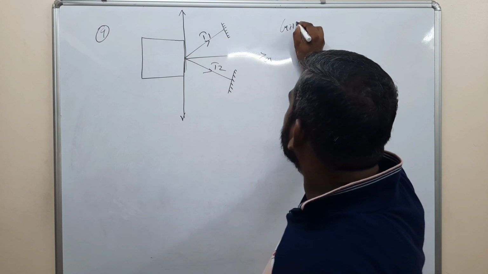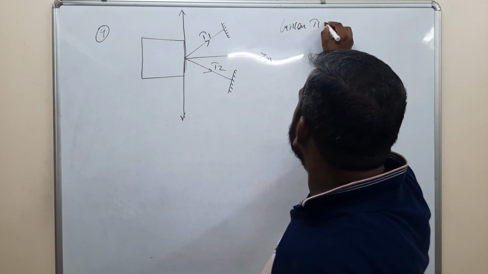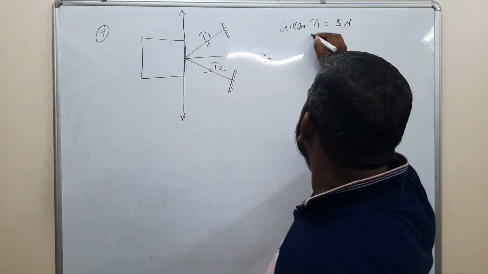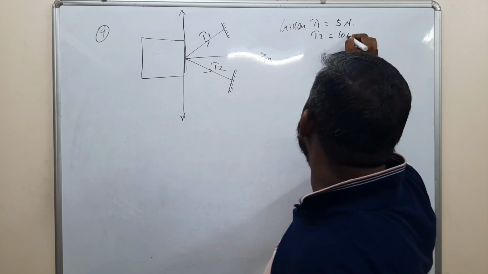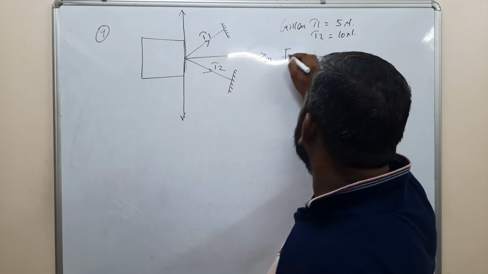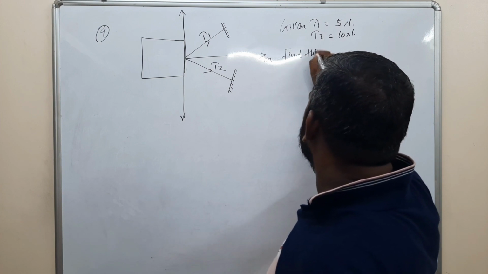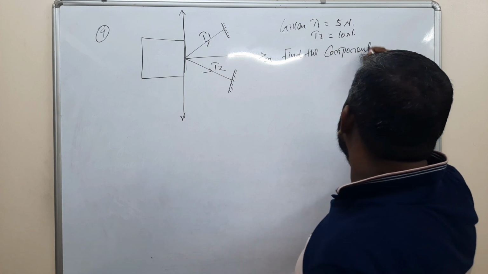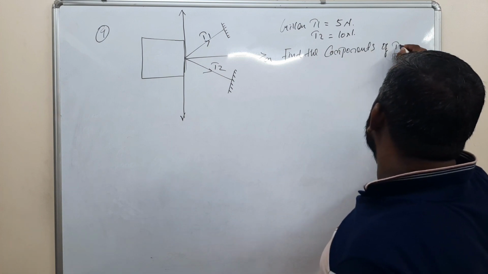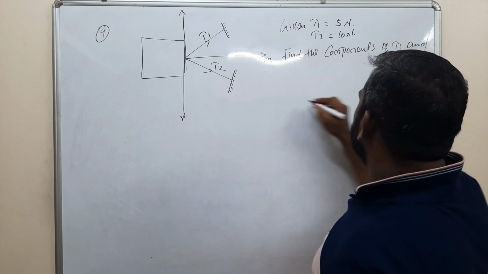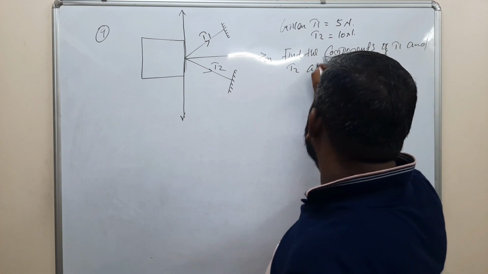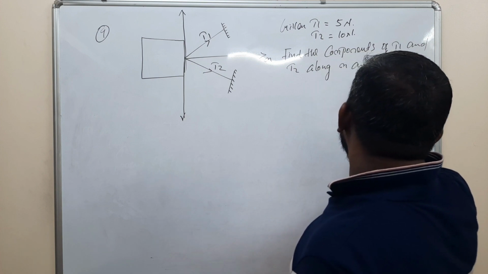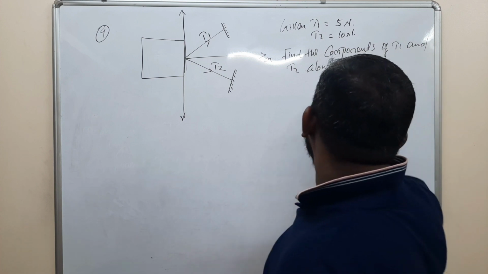Given T1 is equal to 5 Newton, T2 is equal to 10 Newton. Find the components of T1 and T2 along X and Y.